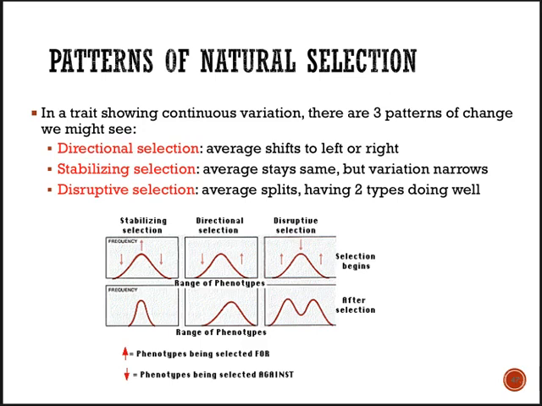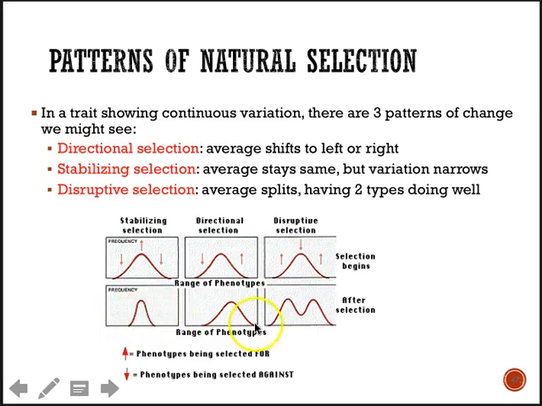The second is stabilizing selection, and that's this first column over here. And with stabilizing selection, it's the ones in the middle that are doing the best. The ones on either extreme in the population, if we were talking about height again, the very short and the very tall, they're not doing very well. The middle height, that would be the one that would be doing really well. That's stabilizing selection.